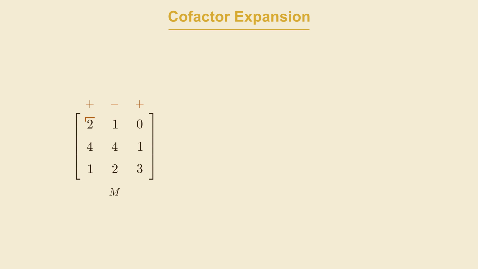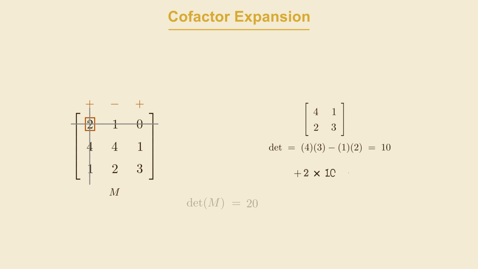The first entry is a 2. It is the first piece, so you get a plus sign. Cross out the first row and the first column, and you're left with a 2 by 2, which we call the minor. Its determinant is the same AD minus BC formula that we just used, and it comes out to 10. So the first piece is 2 times 10, which is 20.